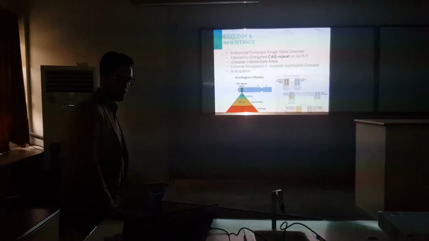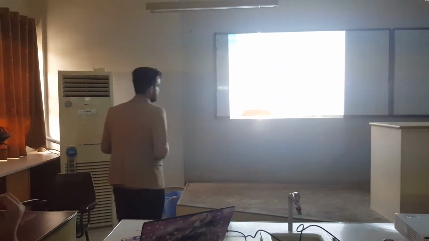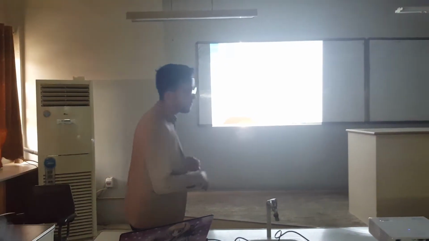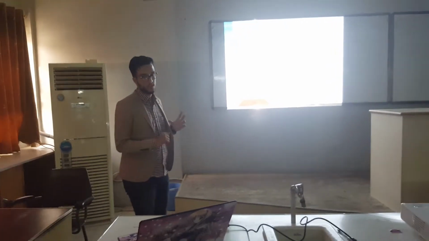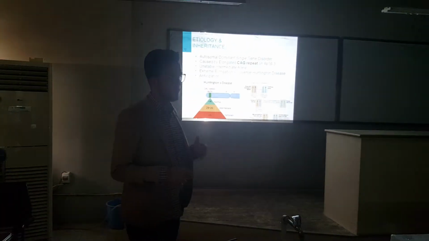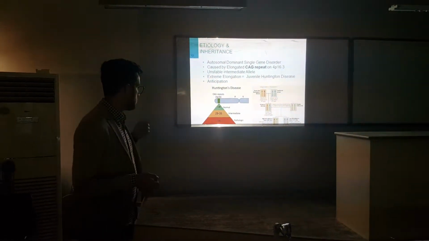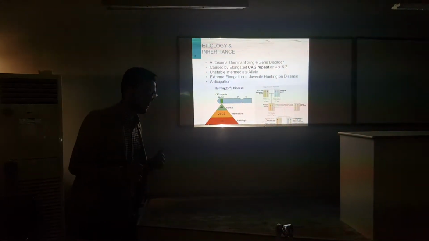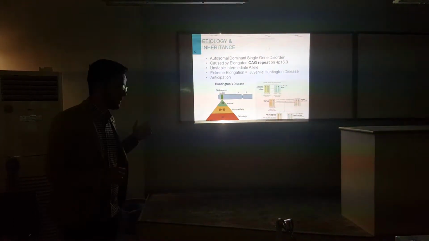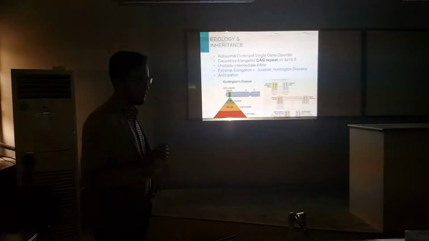Etiology and inheritance. As we said before, Huntington disease is an autosomal dominant single gene disorder. It's caused by an elongated CAG repeat. CAG is a codon that codes for glutamine. So essentially, Huntington disease is a polyglutamine expansion disease. In the normal Huntington gene, the CAG repeat should be less than 26. But in Huntington's disease, the CAG repeat will exceed 35. And CAG is cytosine, adenine, guanine.